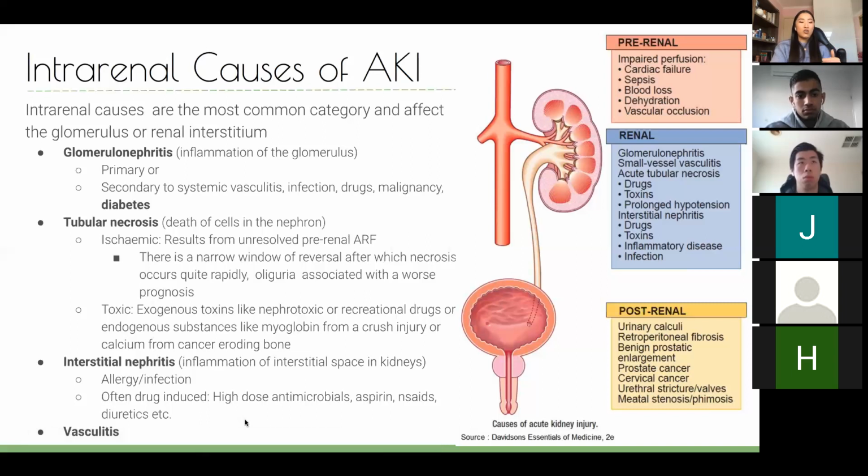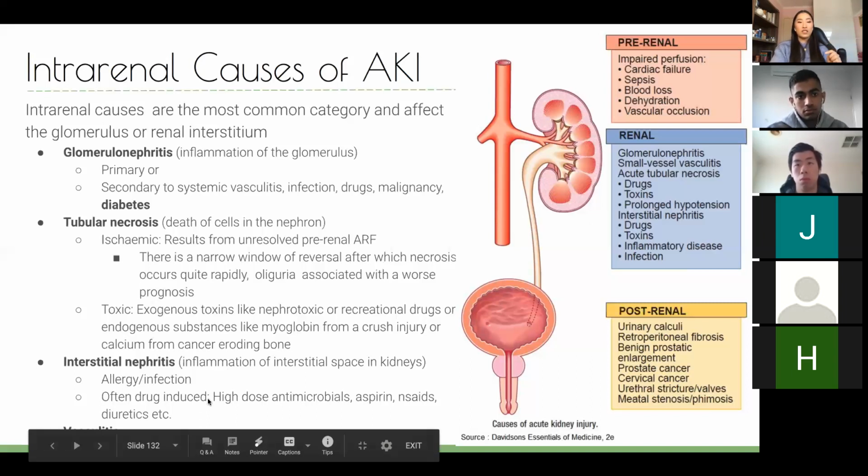Interstitial nephritis. So always think itis means inflammation, right? If you have glomerulonephritis, inflammation of the glomeruli, interstitial nephritis is inflammation of the interstitial space. And that can be caused by allergy, infection, drugs, again, similar sorts of things.